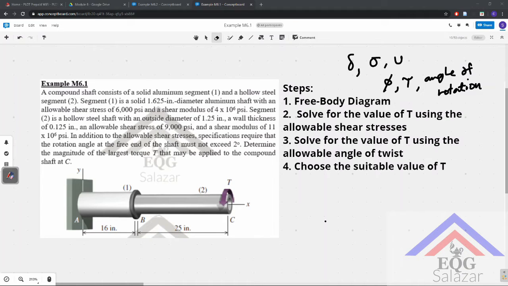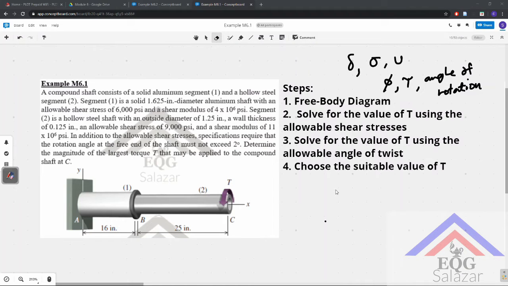recognize that this is basically parallel to your axial deformations, right? When you're dealing with a compound axial member. Only that when dealing with the axial deformations, we're concerned with the axial deformation, the normal stress, and the displacement. While when we're dealing with the torsion, we're dealing with the angle of rotation, with the angle of twist, the shear stress, and the angle of rotation at specific points.